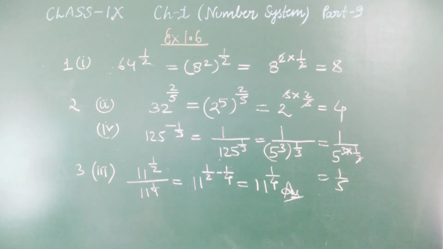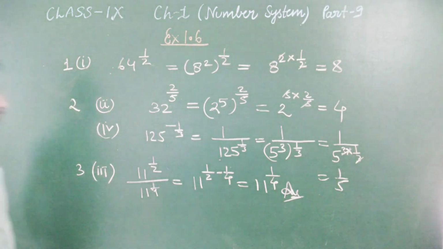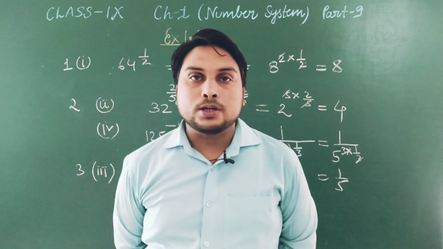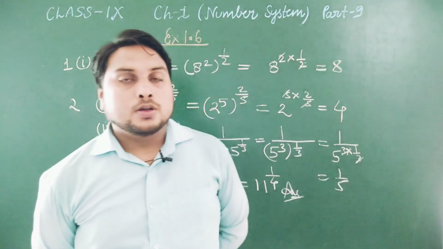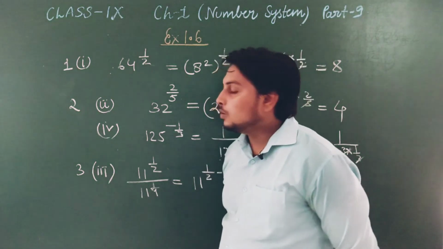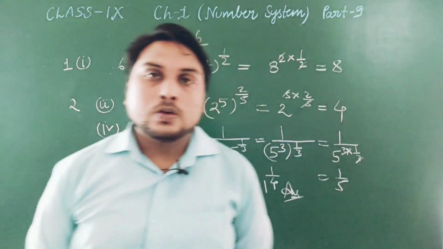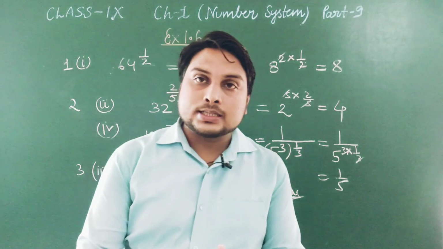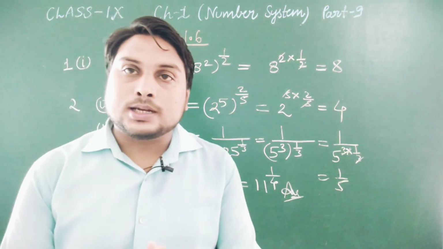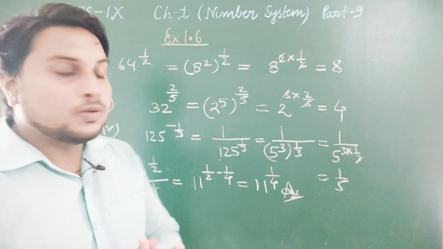Okay, so students, like this we have completed our chapter number 1, that is the number system. In the next part we will start chapter number 2, that is polynomials. Whatever topics I have taught you, you can revise them today also. If there is a problem, you can ask in the online classes. Okay, so thank you students.